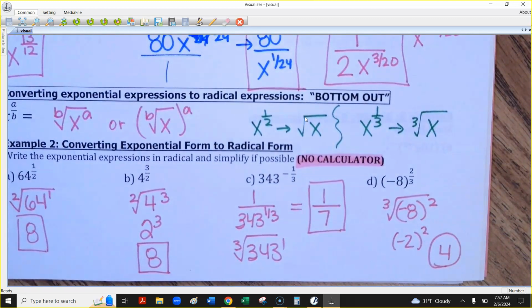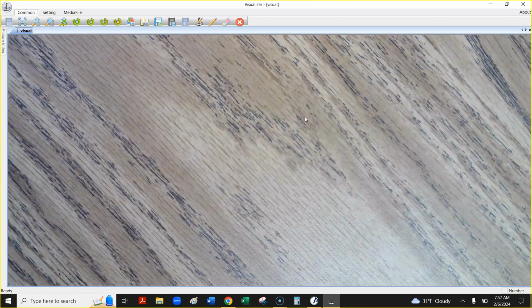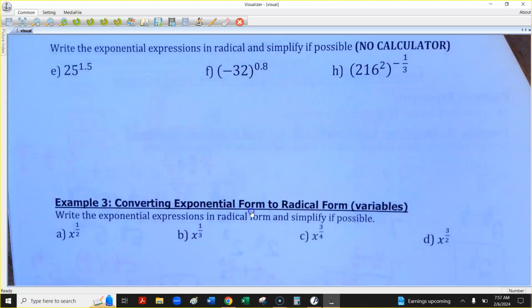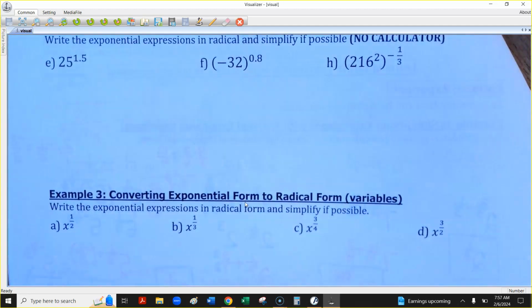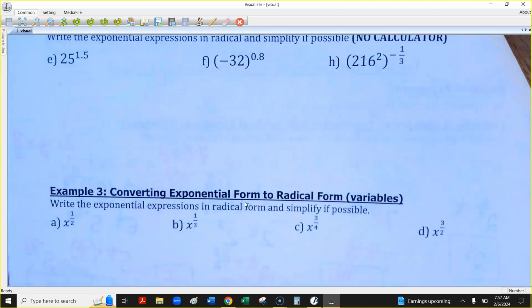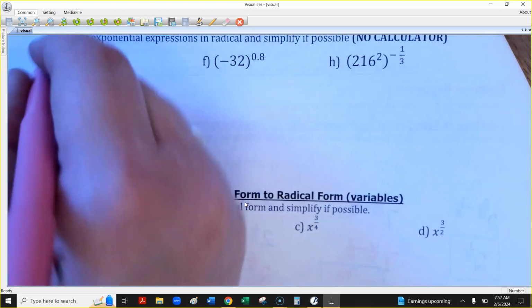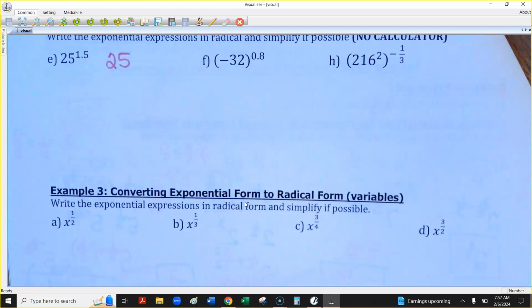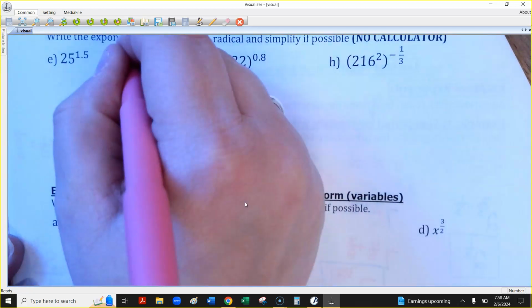Is anybody having a question about converting those numbers to radical form? I'm just going to try a couple others. Now, these have exponents that are written as a decimal instead of a fraction. I've got 25 here. How could I convert 1.5 to a fraction? Or does anybody know what that is as a fraction? It's 3/2. Totally right. And then you can do your bottom out.